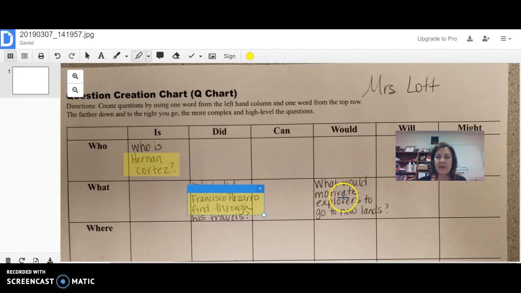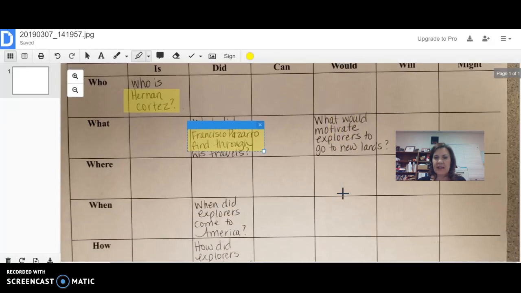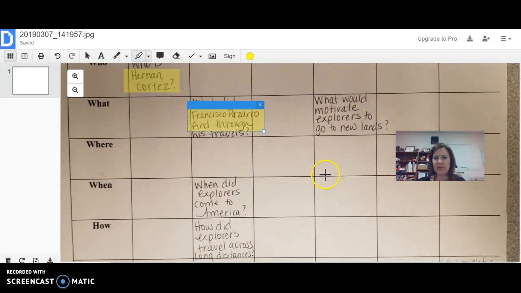On this question, I said, what would motivate explorers to go to new lands? To me, the two keywords are motivate and explorers. Just those two words. So when I'm talking about identifying keywords, when you put your ideas into a search bar, it doesn't need to be a complete question. It can just be the most important 2 or 3 words in that question.